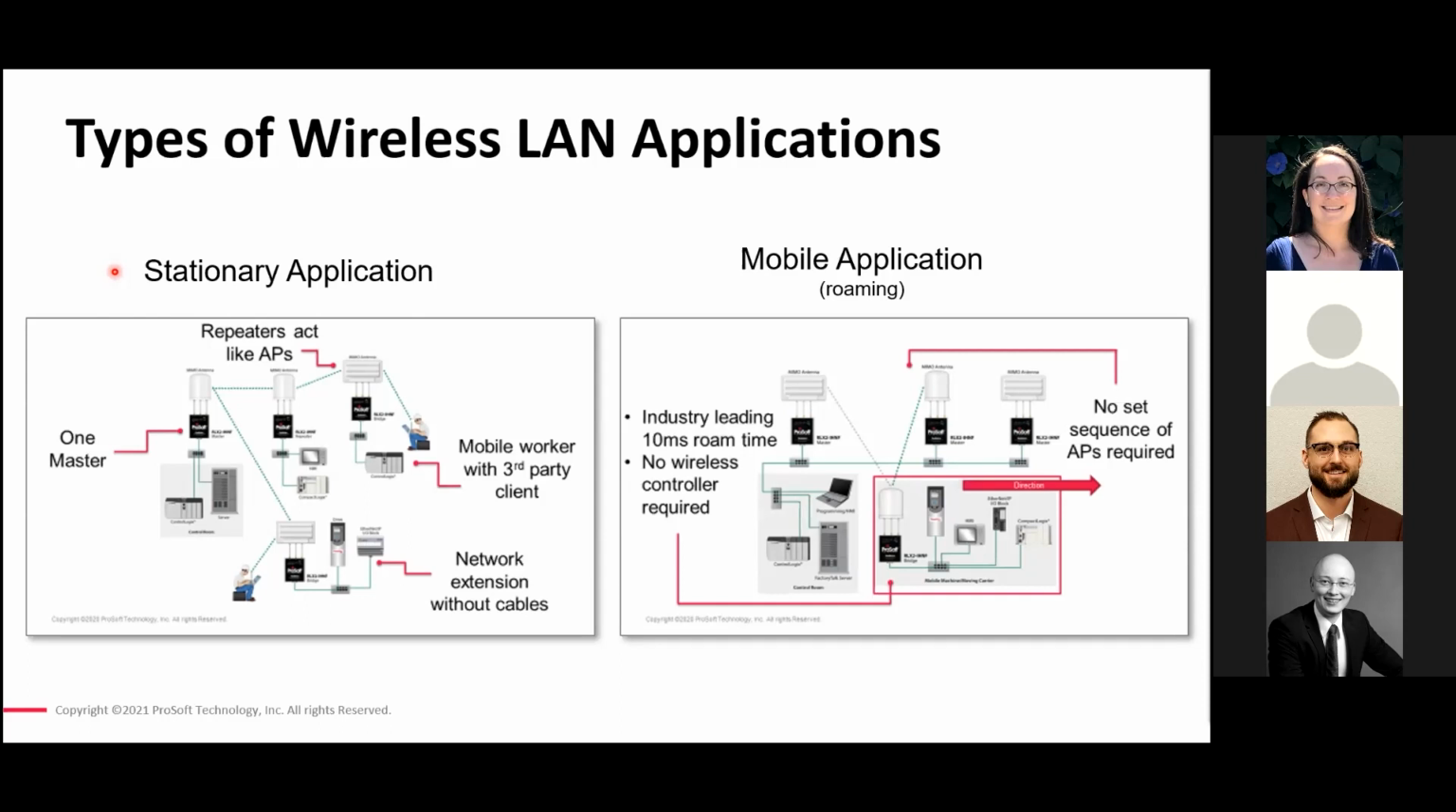On the right, we have a mobile application. So this is where you may have mobile robots, AGVs, cranes, or other pieces of mobile automation that need to maintain connectivity to a main controller somewhere. Our radios are perfect for these applications. We actually have a lot of special features built in, like ultra-fast roaming, that allow our radios to maintain connectivity through the entire path of travel for that robot without dropping packets. This enables a ton of next-generation applications for our customers.